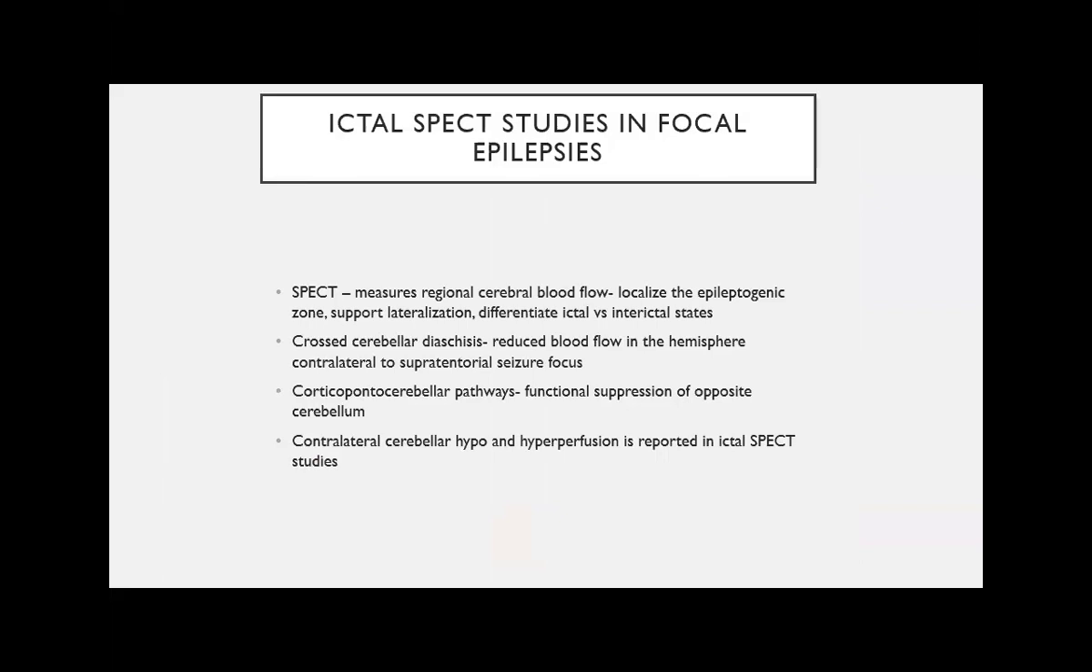Ictal SPECT studies: SPECT, as you all know, measures regional cerebral blood flow, helps to localize the epileptogenic zone, helps in supporting lateralization, and differentiates ictal versus interictal states in epilepsy. In the cerebellum, there can be a crossed cerebellar diaschisis. It is thought that there will be reduced flow in the cerebellar hemisphere contralateral to the supratentorial seizure focus, mediated by the corticopontocerebellar pathways, which lead to functional suppression of the opposite cerebellum. But ictal SPECT studies have found contralateral hypoperfusion as well as hyperperfusion, which is reported in various SPECT studies.